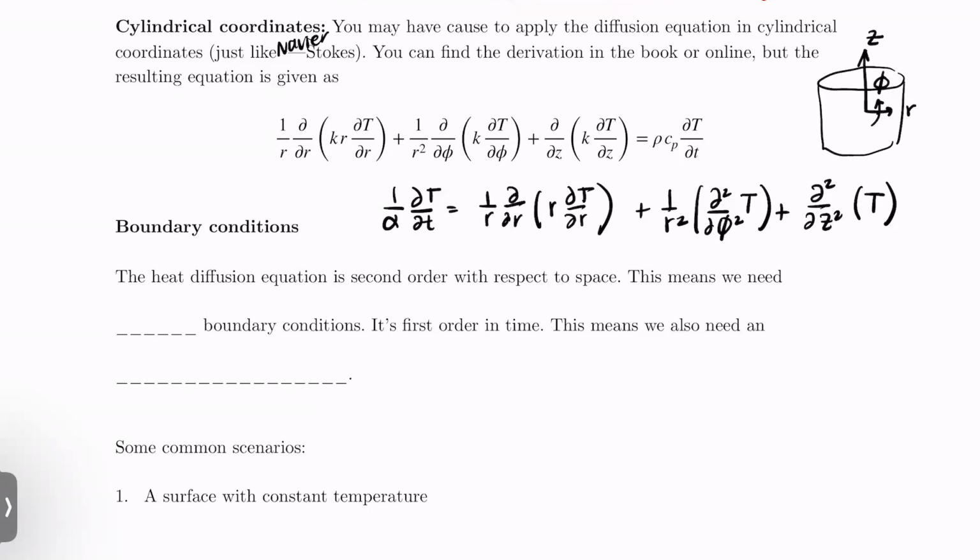So we have this differential equation now, and it has two derivatives in space. So it's second order with respect to space. That means that we need two boundary conditions. The number of boundary conditions that you need is the number of spatial derivatives that exist in the equation. Since it's got two, we need two boundary conditions. And then there's a first order derivative in time. So that means we also need an initial condition.